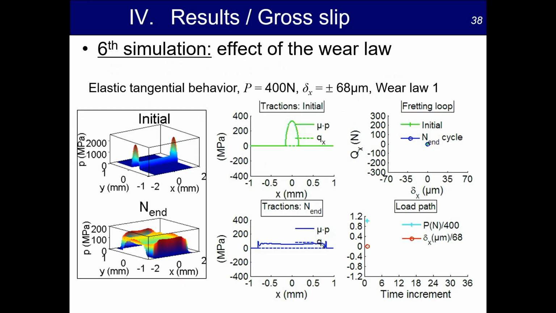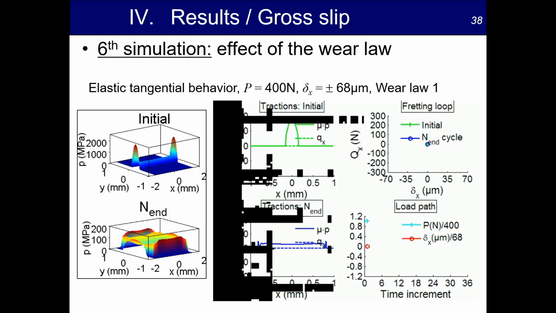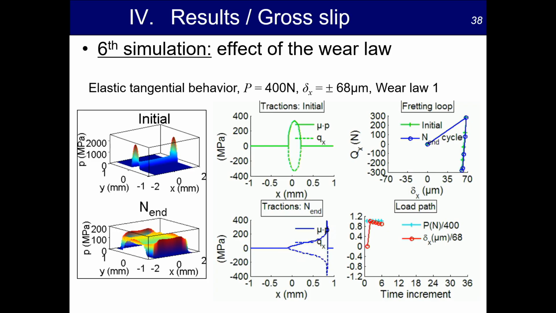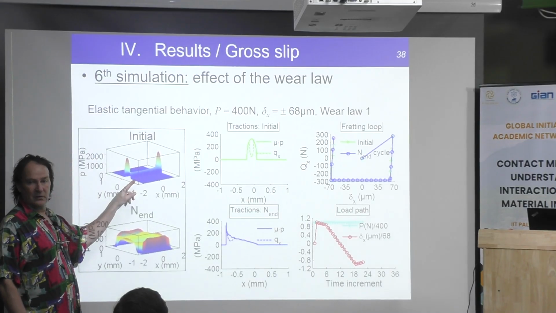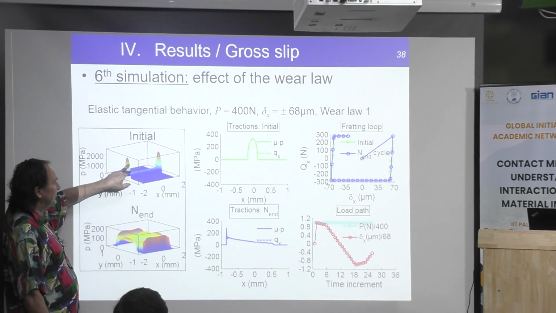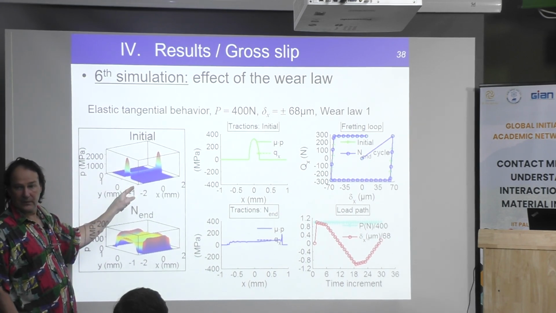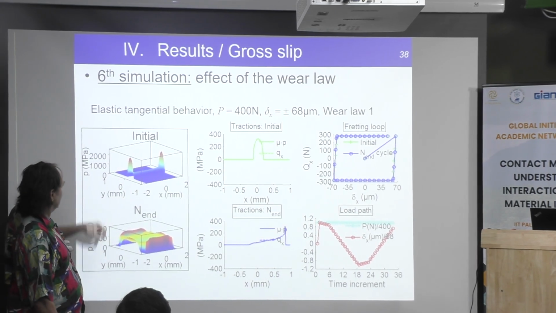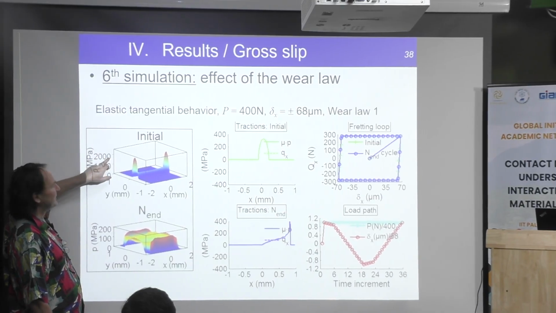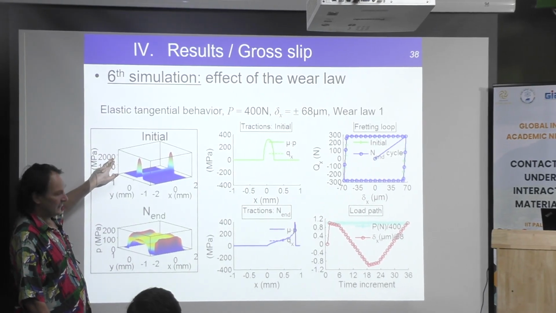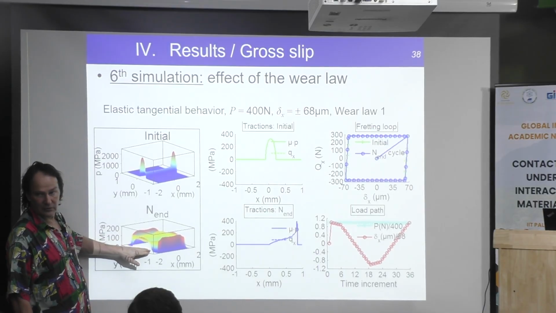Okay, then this is a full simulation. I will show you there is a lot of data in here. I will try to explain what happened. These are the simulation. This is the initial pressure distribution. You can see the cylinder. You can see a peak of pressure at the border. Also you can see the scale here. It's 2,000 megapascal. This is the final solution.